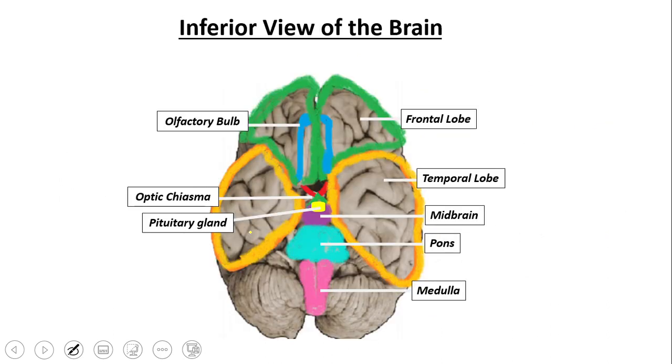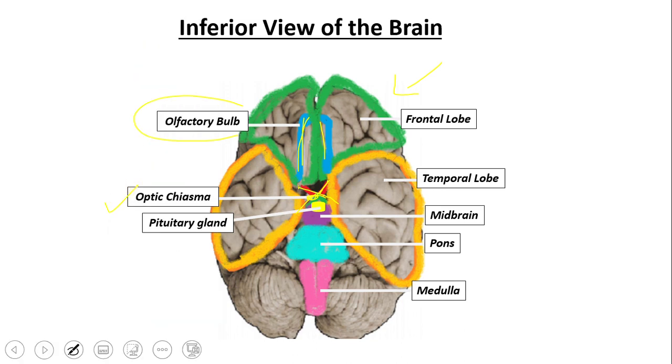Let's look at the inferior view of the brain. So here is the frontal lobe, and at the base of the frontal lobe, we have the olfactory bulbs. So here, the olfactory nerves end, and this carries olfaction, meaning smell. Then this is an optic nerve. This is the other optic nerve. When they cross over, we call this area the optic chiasma.